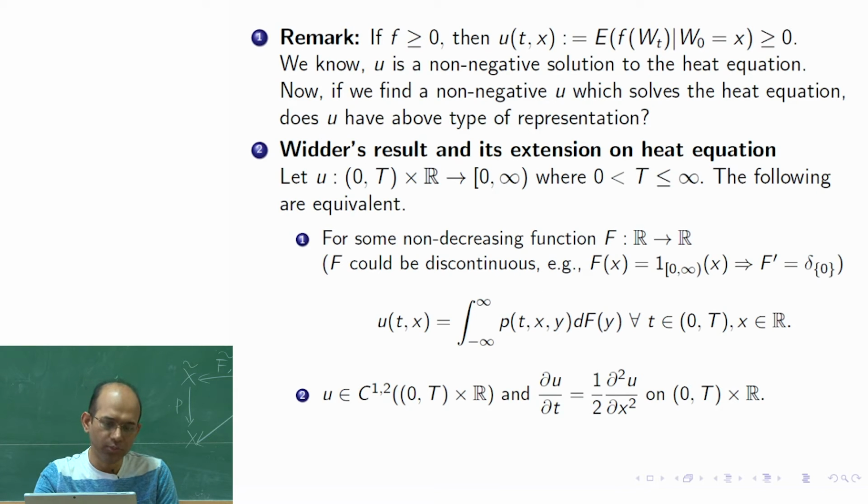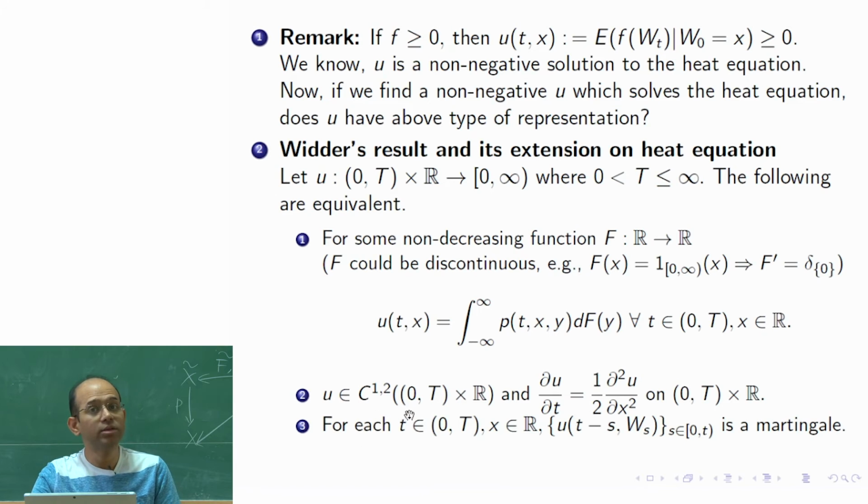So Widder's result says that even with this generality this u would also solve the heat equation, because u is a classical solution. So it is once differentiable with respect to the time variable and twice differentiable with respect to the space variable, C^{1,2}, and ∂u/∂t is equal to half ∂²u/∂x² on this domain. There is also a third criterion which is also equivalent to these two.